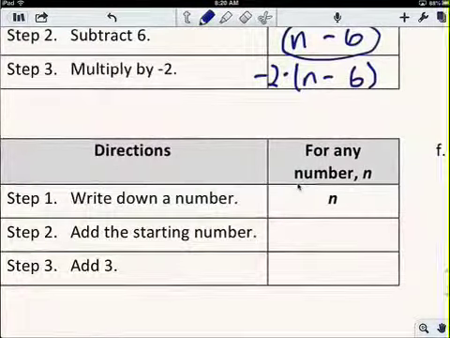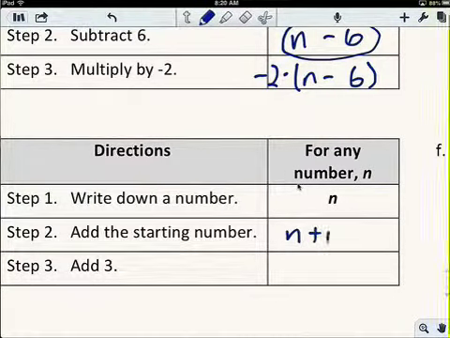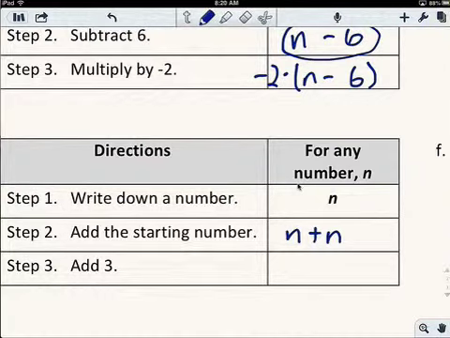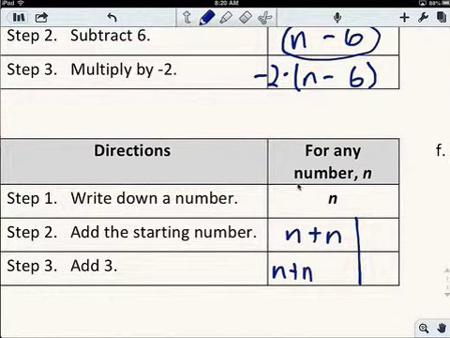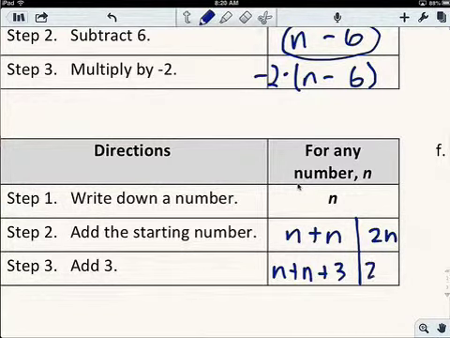That's called combining like terms if you did that second step. All right, write down a number, n, add the starting number, n plus n. I'm actually going to do two answers to this. We'll do n plus n, and then it says add 3. So that's n plus n, and then I add 3. Another way of writing n plus n gives me 2 n's, so I could write that as 2n plus 3. And those answers are equivalent.